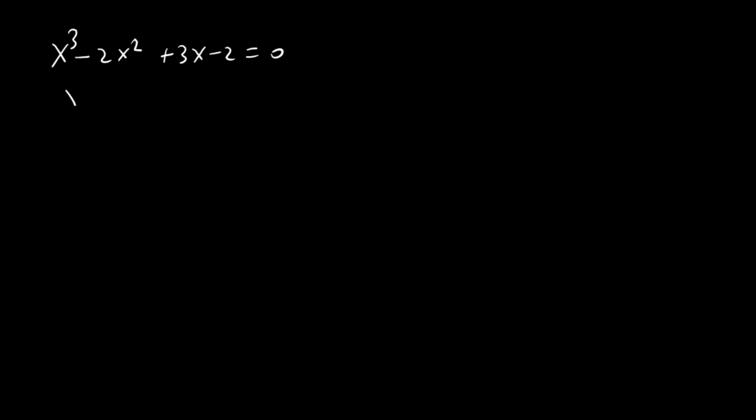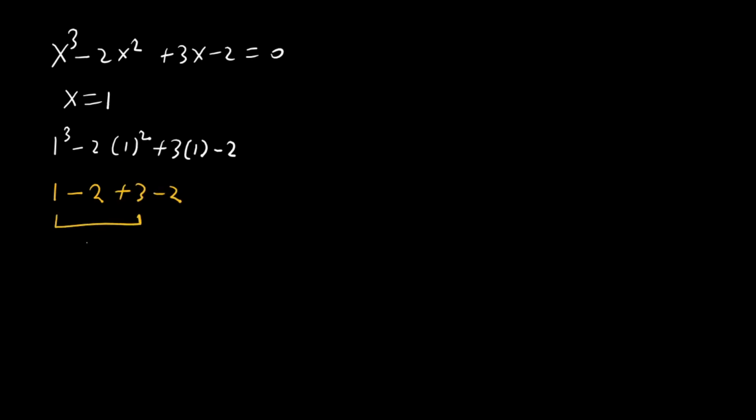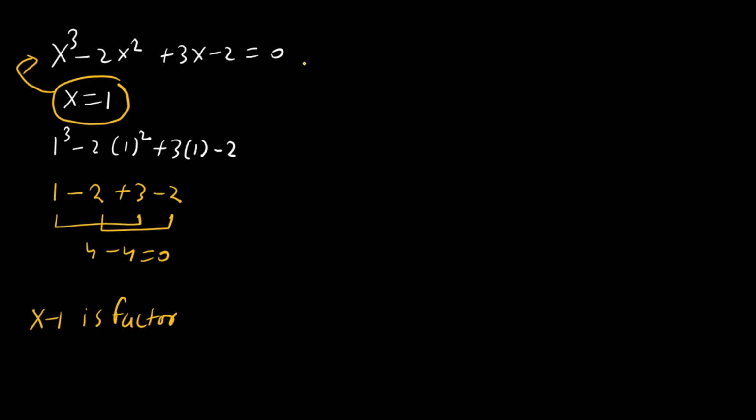Here if we substitute x equals 1, then 1³ minus 2, x is replaced by 1², plus 3x is replaced by 1, minus 2. Then 1³ is 1, minus 1² is 1, 1 multiplied by 2, then we get 2, plus 3 and here minus 2. 1 plus 3 is 4 and minus 2 is 2, minus 4. This is equal to 0. Here x equals 1 is also a solution of this cubic. So it means x minus 1 is a factor of this cubic polynomial.